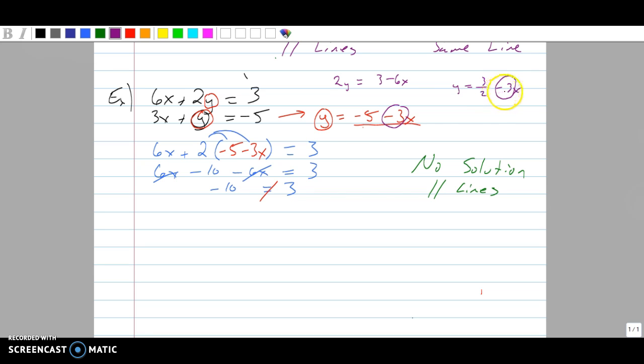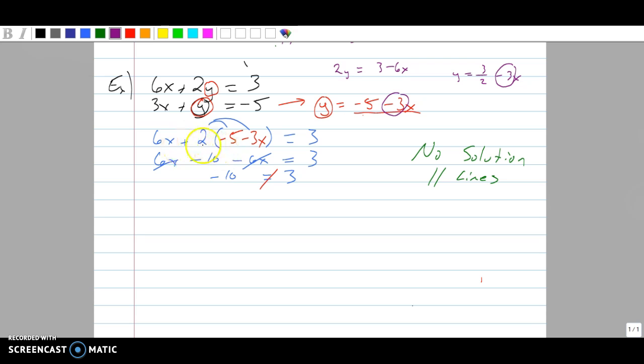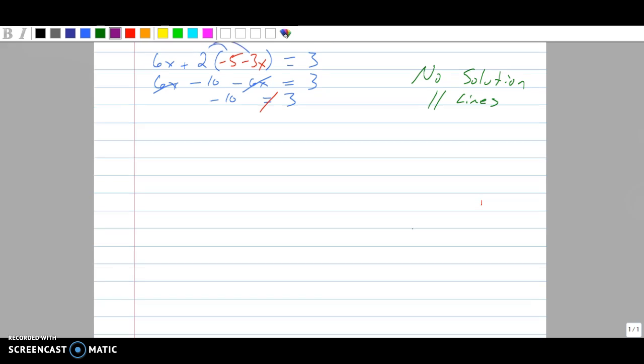I'm just showing you that these lines are indeed parallel. They have the same slope, but they have different y-intercepts. But here's the thing. If the variables eliminate and it's false, then it is no solution, parallel lines.